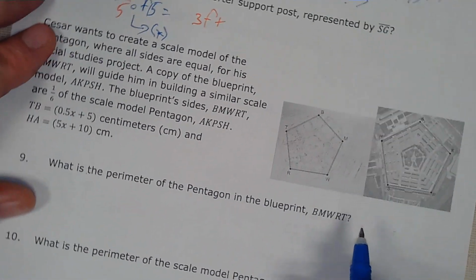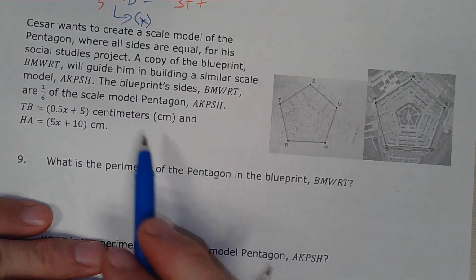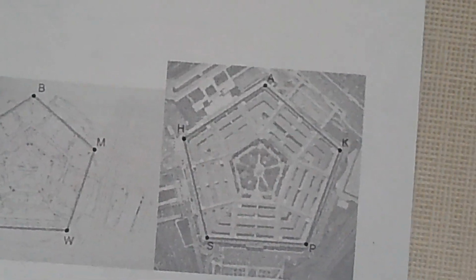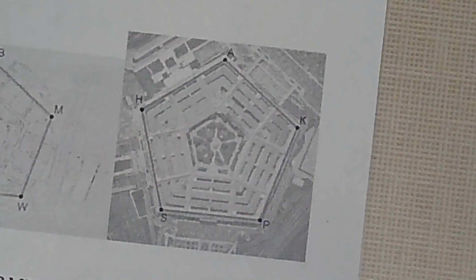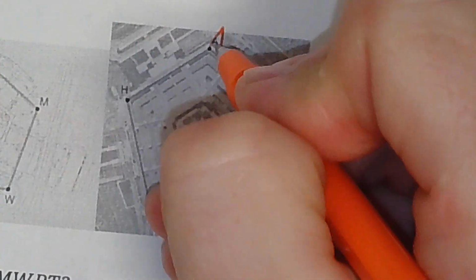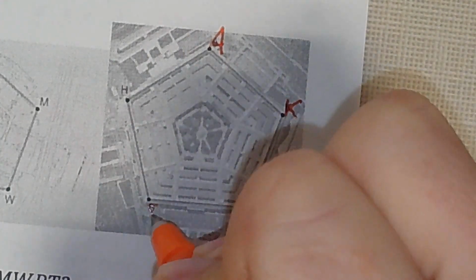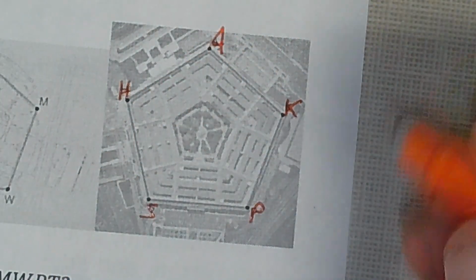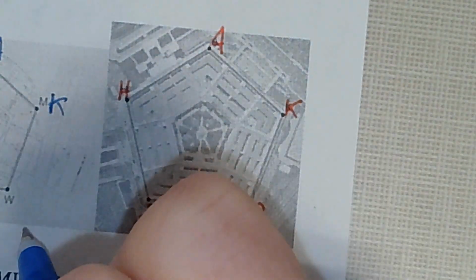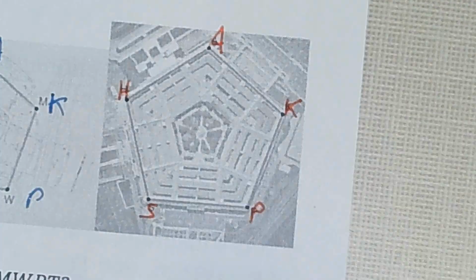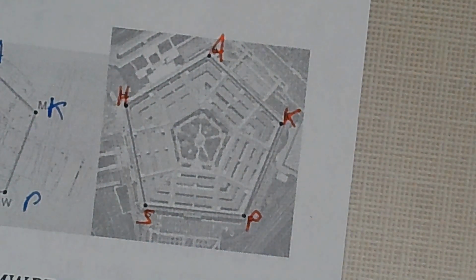Last one. Perimeter of the Pentagon. Okay, here we go. If you look real closely, you'll see that there are letters on this. This is A, that's K, this is P, that's S, and that's H. So this one is paired up with A, that is paired up with K, that's paired up with P, that's paired up with S, and that's paired up with H. So that helps out a little with this one.